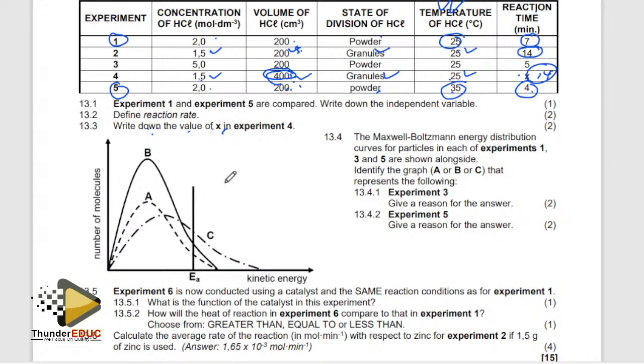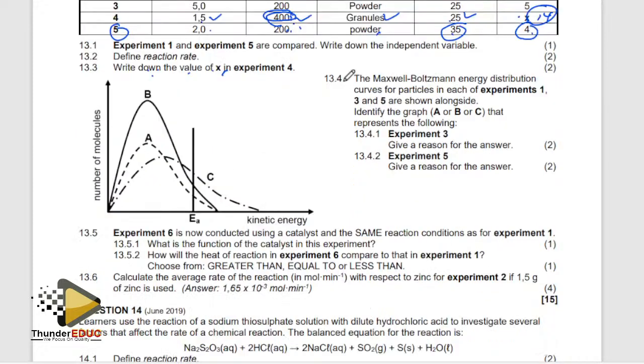Then question 3. Okay, we are done with that. This is the Maxwell-Boltzmann distribution curve, showing particles of experiments 1, 3 and 5 alongside. They're saying: experiment 3, which one is experiment 3, and give a reason for your answer?